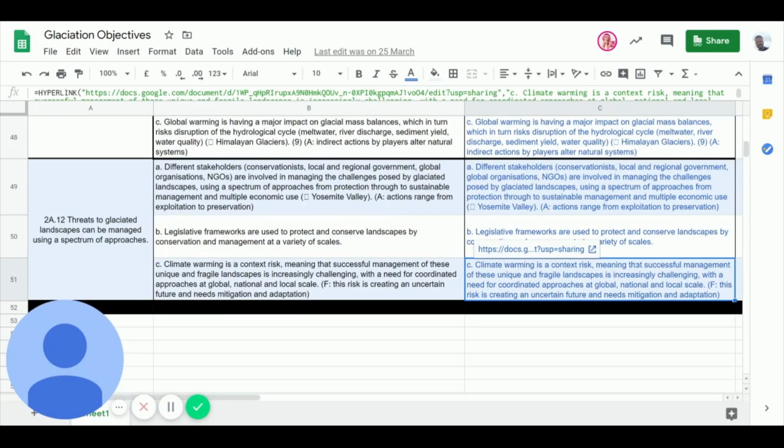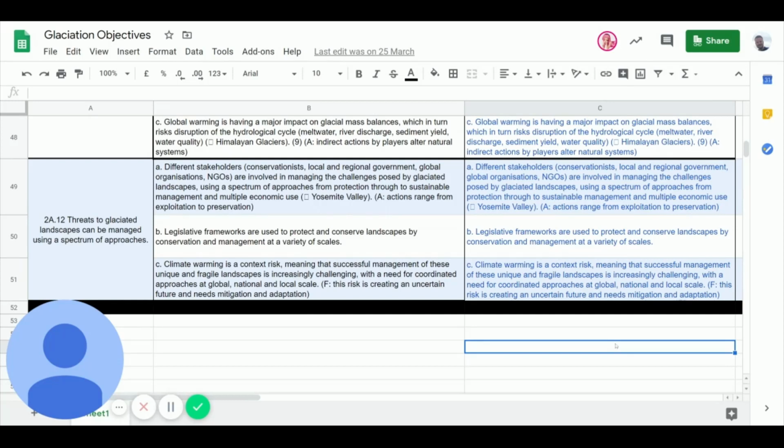And this is the bit we're working on at the moment. The threats and how they're being managed. So we know what the threats are, we know what's worth protecting, we now need to look at how these places are being managed and how different management approaches are needed.